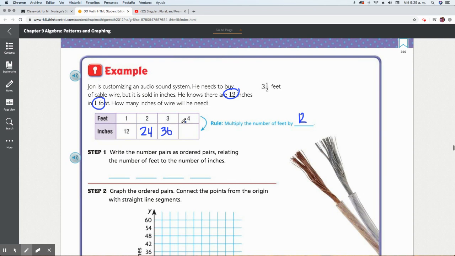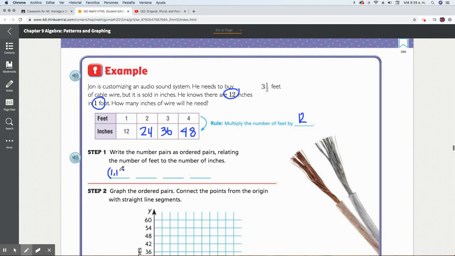36. What is 4 times 12? 48. Okay, 48. Right, now we already completed our table. Now, step number 1 would be to make ordered pairs. Okay, so again, the number of feet is the first number and the inches is our second number.